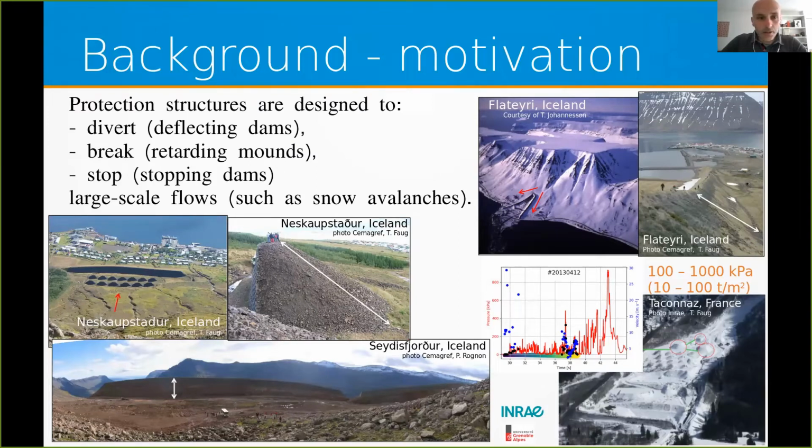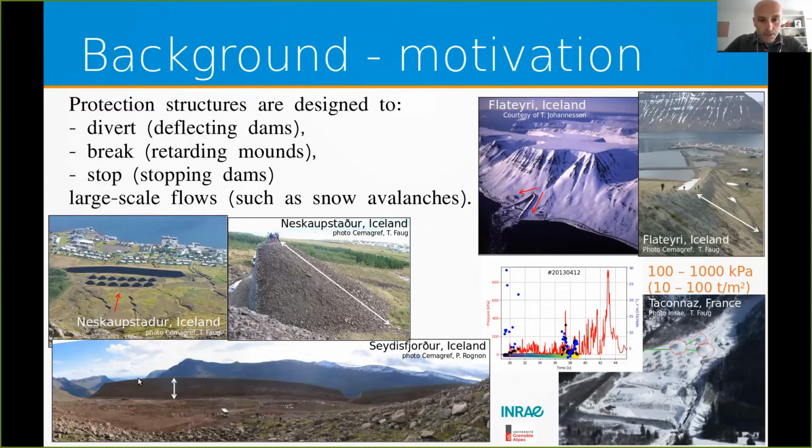So we need to design protection structures against large-scale flows, such as snow avalanches. We need to divert the flows, break the energy of the flow, and ultimately to stop them. So here in these pictures, you can see some large structures like a stopping dam here in Iceland, in Neskaupstaður, 2 rows of retarding mounds upstream the stopping dam.